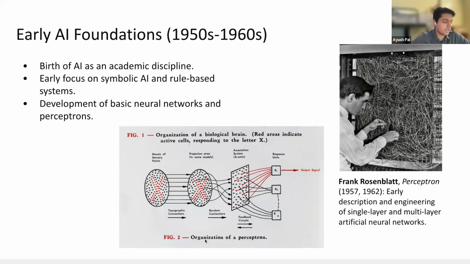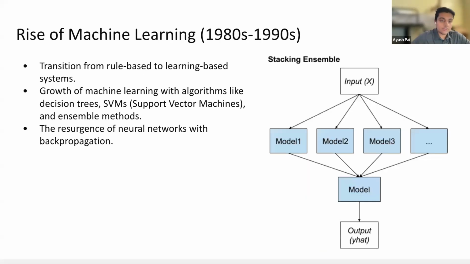It was the first diagram of a perceptron, and Frank Rosenblatt pioneered that first version and really led the way in these neural networks that we're actually implementing in the 21st century now. So as we progressed into the 1980s and 1990s, there was a paradigm shift in AI from rule-based systems to learning-based systems, which marked the rise of machine learning.